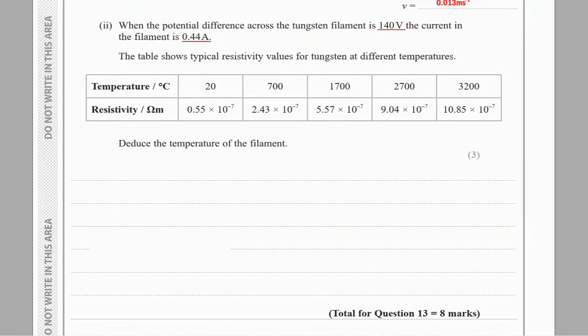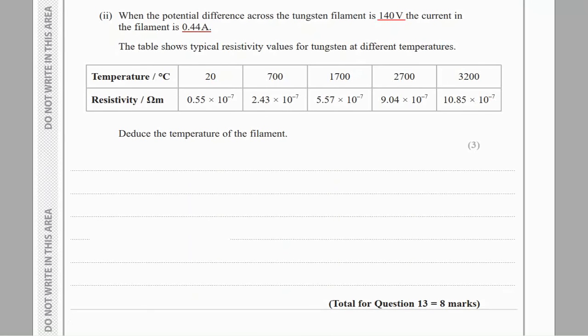When the potential difference across the tungsten filament is 140 volt, the current in the filament is 0.44 ampere. The table shows typical resistivity values for tungsten at different temperatures. Deduce the temperature of the filament. It's a 3-mark question, and I have a request for everybody watching the video. Whenever you come across a question of 3 marks or above, a mathematical question of course, don't be obsessed with what the question is asking you. Just see what values you have in the question and just start working right away without thinking of the answer.